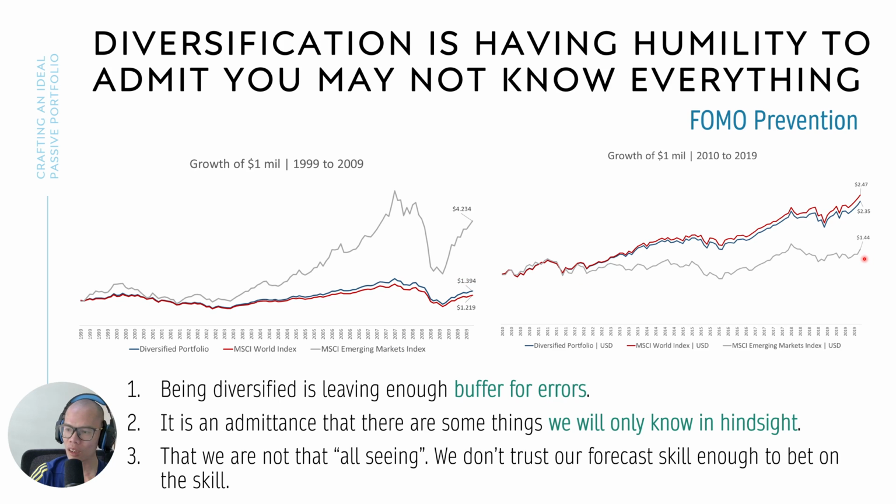Now, we do not know what's going to happen for the next decade. So, having a diversified portfolio is also leaving enough buffer for errors. It is also an admittance that we'll only know a lot of these things in hindsight, that we are not all-seeing, that we really don't trust our forecasting skills enough to bet our money on this. Now, if you have a different philosophy to this, that's where you will have variations of this.